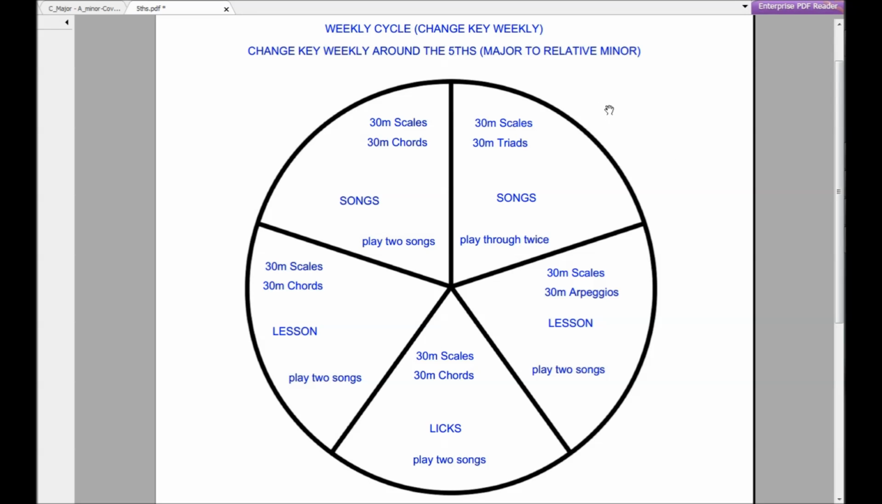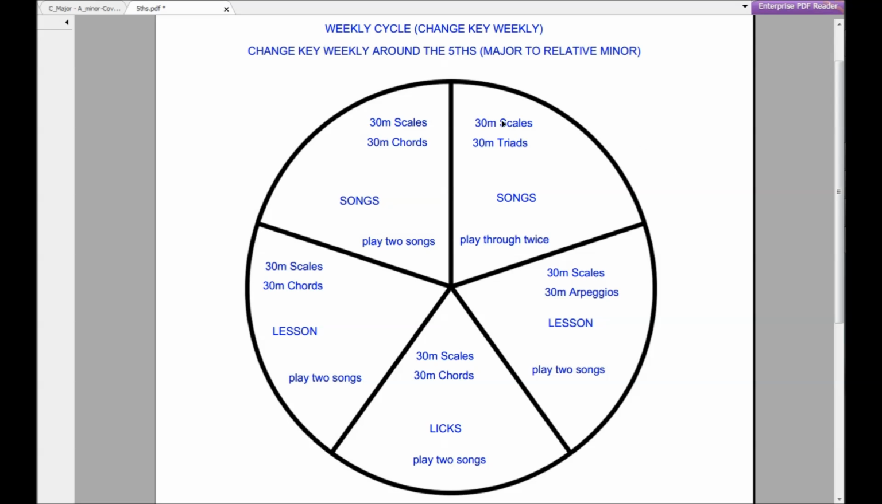So what I do, and this is a weekly chart, it's divided in fifths, so each fifth represents a day basically, and if I miss a day, then I just go to the next day. So if I'm on this day here, for example, and then I accidentally miss a day, I just go to the next day that I should be learning.